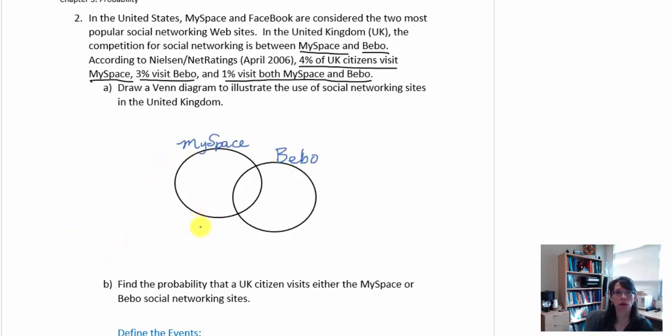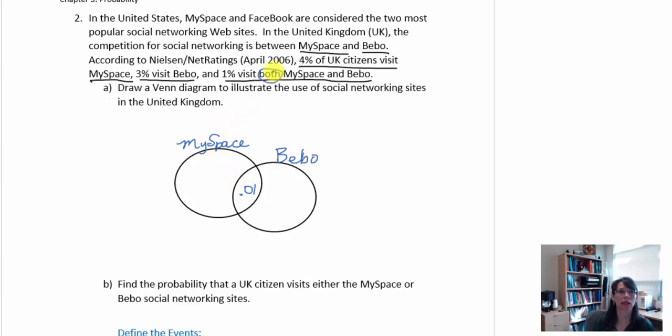Now, within these circles, we're going to make use of the percentages that are given to us. Going back to the narrative, it says that 4% of UK citizens visit MySpace and 3% visit Bebo. But keep in mind, these percentages are the total within the event. So it might be better for us to look at the next piece of information. 1% visit both MySpace and Bebo. The word both is a clue that 1% is the intersection. So I know that 1% as a decimal would be 0.01 in the intersection.